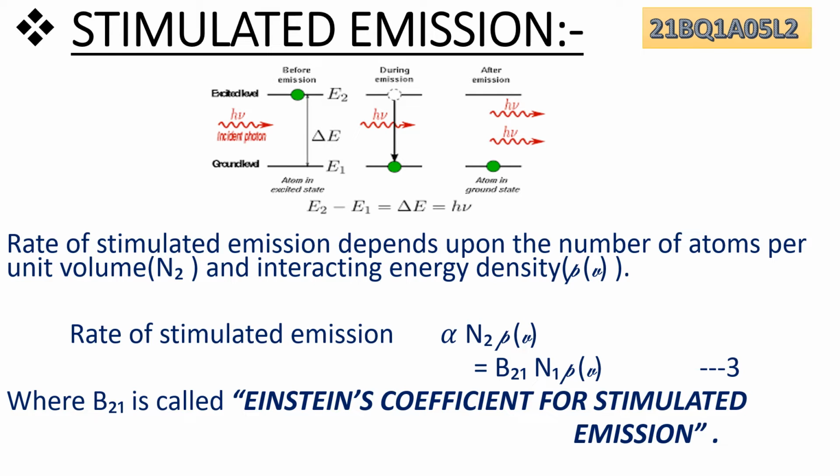So, the rate of stimulated emission depends upon the number of atoms per unit volume N2 and interacting energy density rho of nu. It can be written as rate of stimulated emission is directly proportional to N2 and rho of nu. Removing the proportionality symbol, we get a proportionality constant, that is B21. So, rate of stimulated emission is equal to B21 N2 rho of nu. Let it be equation 3, where B21 is called Einstein's coefficient for stimulated emission.